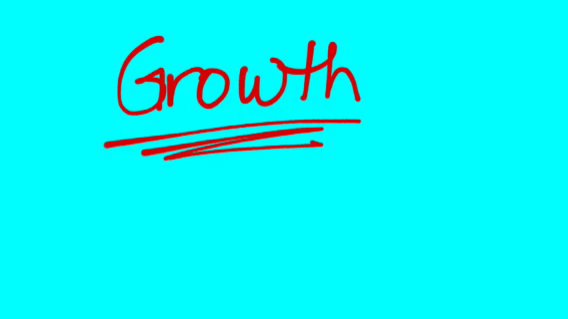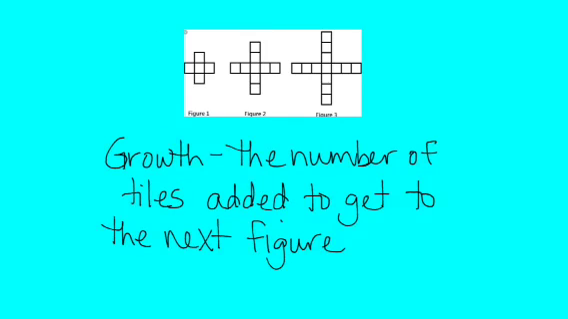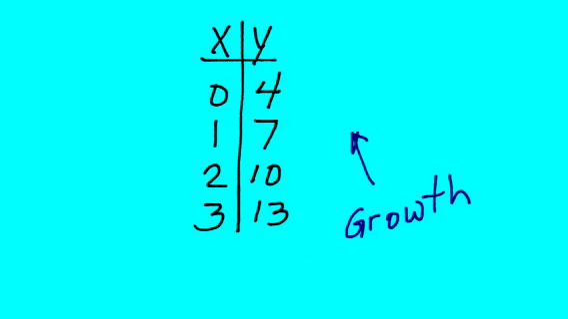Alrighty students, this video is going to review some things that we've talked about for the past month about growth and add some new information. So first of all, we know that growth is the number of tiles that you add to get to the next figure number. As we look at this tile pattern, you should see that you add one on the end of each part sticking out, so that growth is 4. In this table, we look at how growth increases on the y value from one to the next, and so this growth is 3.